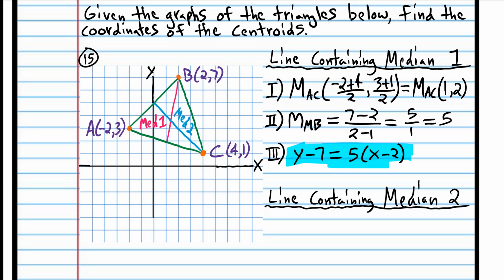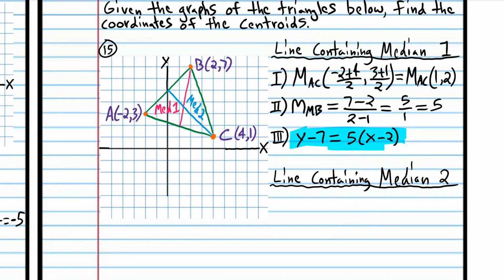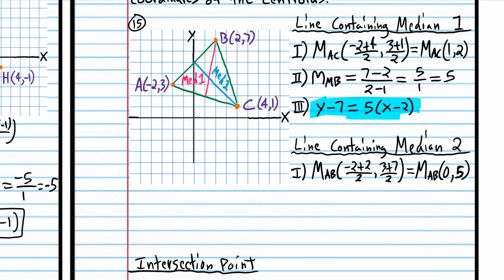So now we're going to do the same thing for the line containing median 2. We have to find the midpoint of AB. So the midpoint of AB would be negative 2 plus 2 divided by 2, 3 plus 7 divided by 2, and we have 0 and 5.